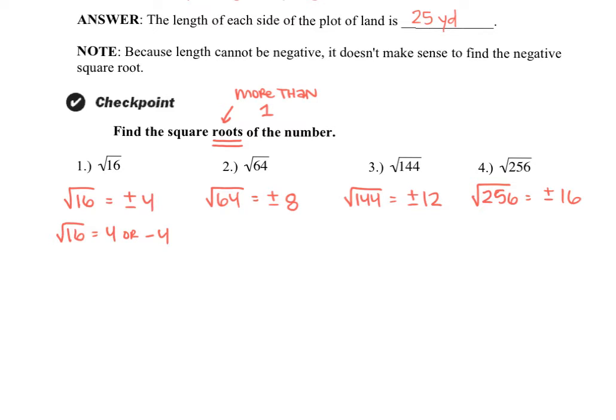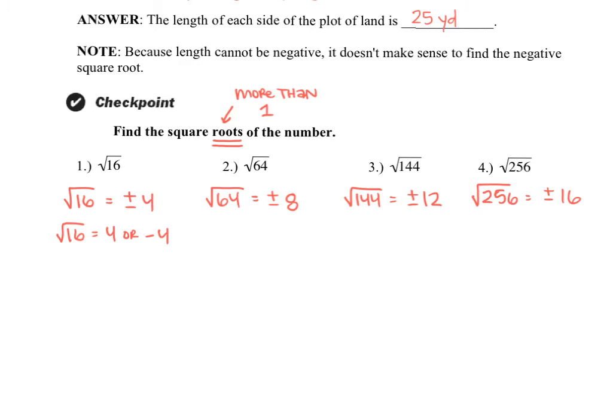Ooh, that one didn't come out so pretty, right? And that's because there is no whole number times itself that equals 10. So these ones that we just found, 16, 64, 144, 256, they have a special name. They're called perfect squares. And they're called perfect squares because there is a whole number that we could multiply by itself to get to those.